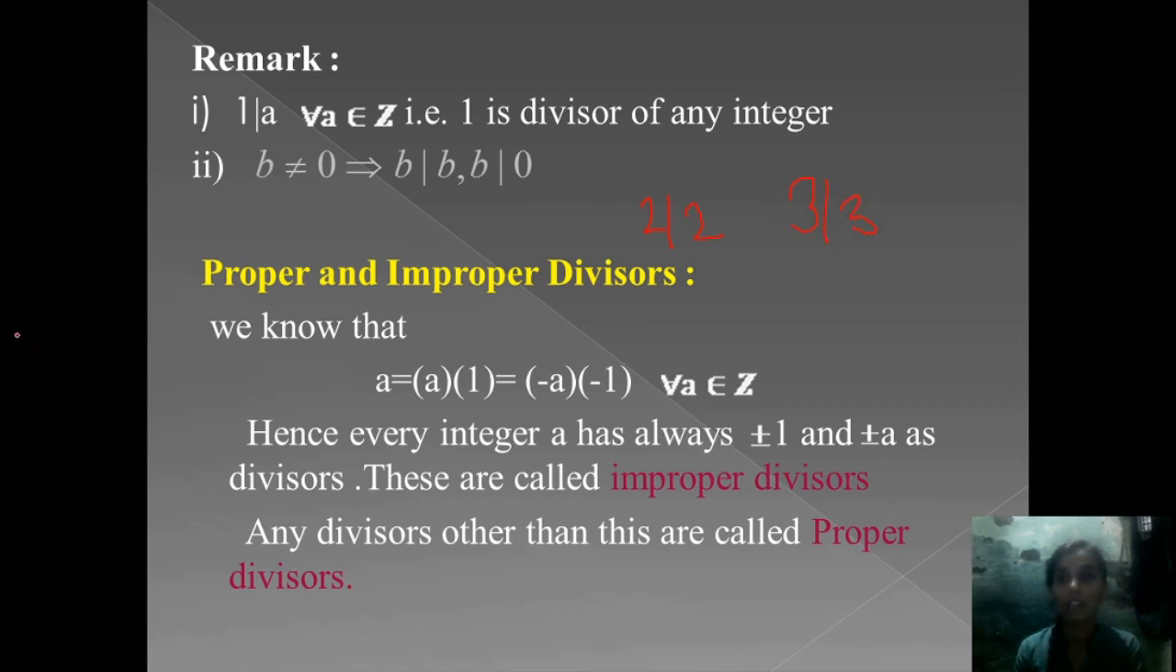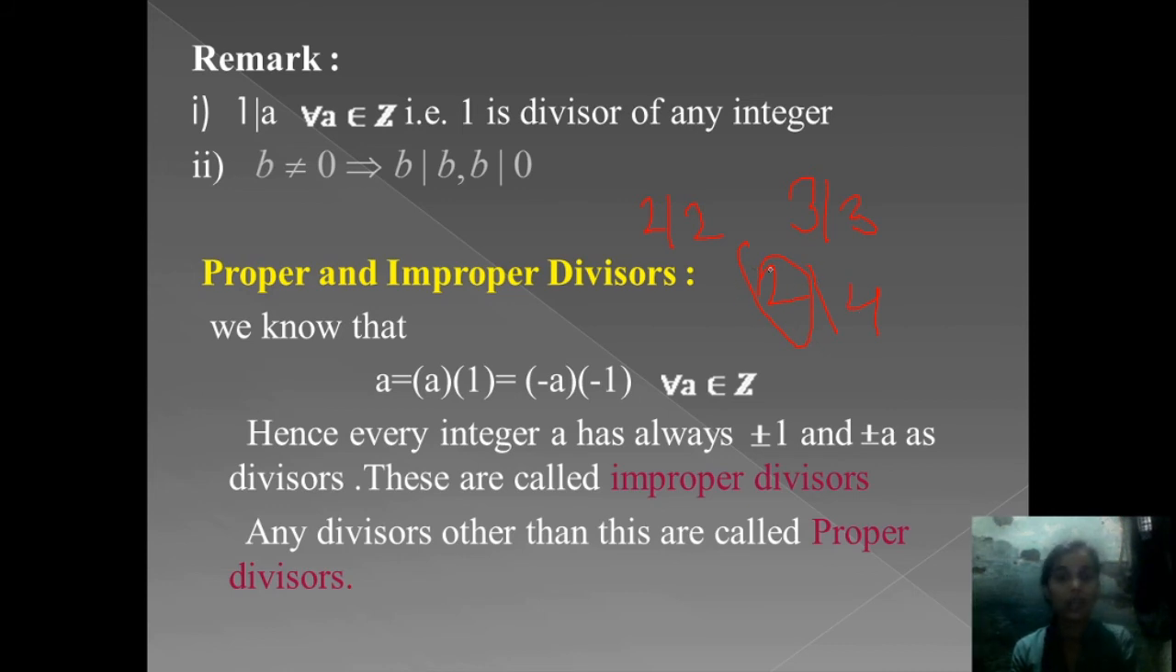In the same way, the proper and improper integer divisors. We know that the number which divides is called a divisor. For example, here 2 divides 4, so 2 is called the divisor, or 2 is called a factor of 4.